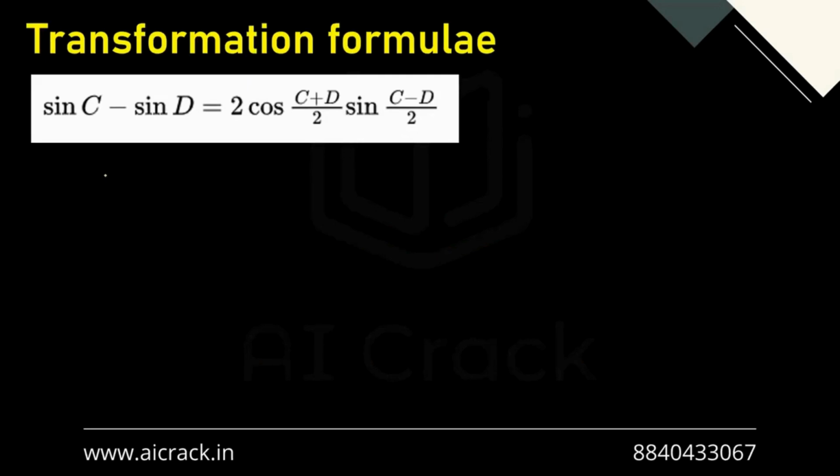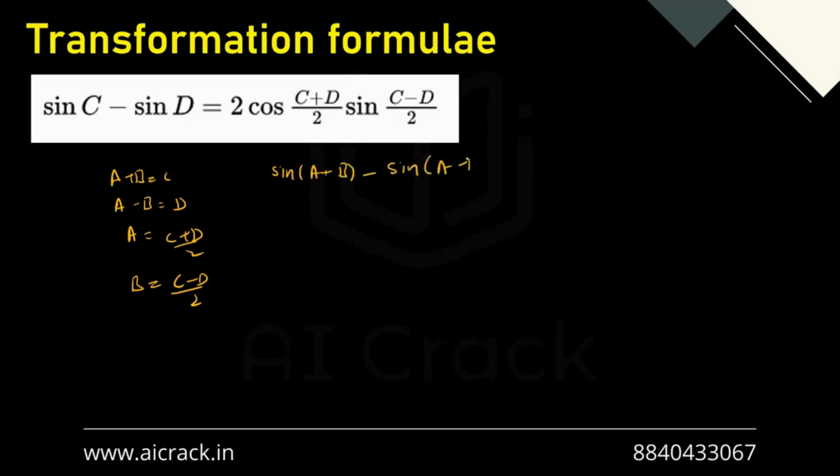And we saw that A plus B was taken as C, A minus B was taken as D, and A comes out to be C plus D by 2, and B comes out to be C minus D by 2, right? And we have our basic formula over here, sine of A plus B minus sine of A minus B, that is equal to 2 sine B cos A, right? This was our basic setup.